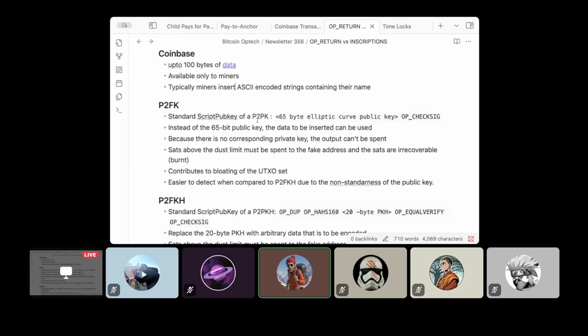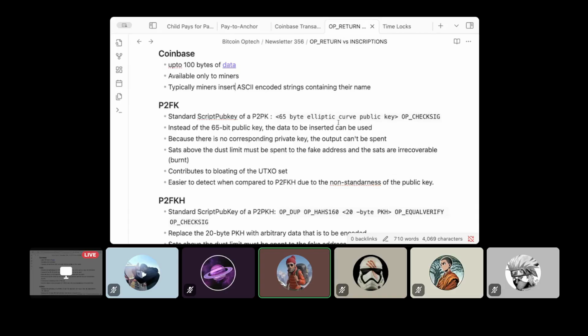These are all legacy stuffs. Nobody uses them now. So a typical script pub key of a pay to public key goes like this. You have a public key, 65-byte public key, followed by OP_CHECKSIG. This is the earliest script pub key that was used, where you directly put the public key in your script pub key.